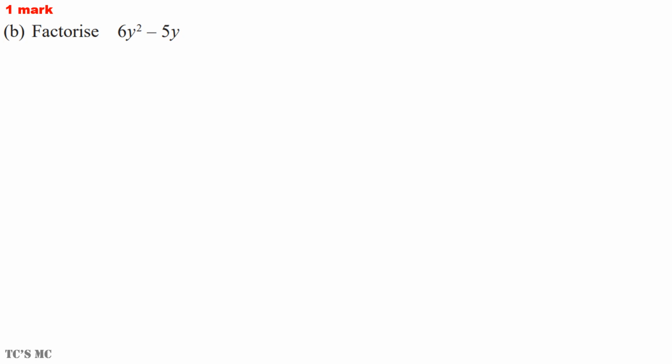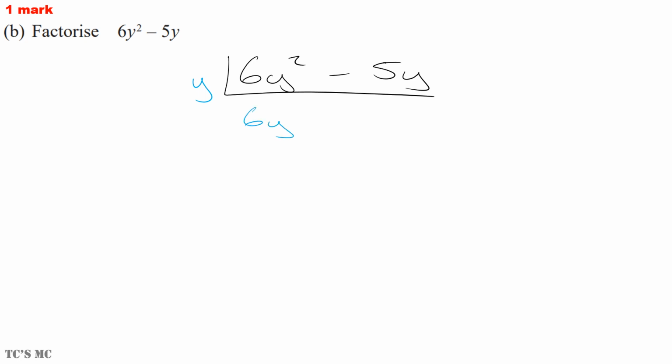Factorize the following. For factorizing, I like to use the upside down bus stop method. I need to think of a common factor of 6y squared and negative 5y. That is y. 6y squared divided by y is 6y. Negative 5y divided by y is negative 5. The only other common factor is 1. That means we can stop.